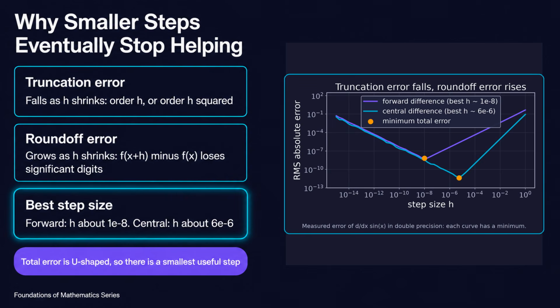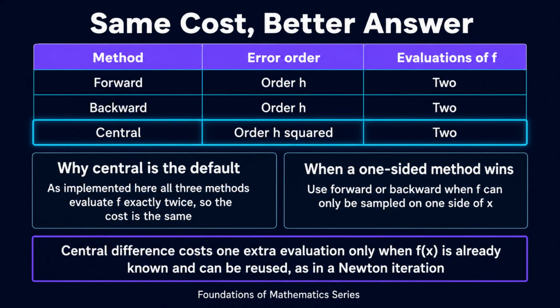Differentiating the sine function in double precision, the forward difference bottoms out near h equal to 10 to the minus 8, close to the square root of epsilon, at an error around 6 times 10 to the minus 9. The central difference bottoms out near h equal to 6 times 10 to the minus 6, close to the cube root of epsilon, at an error around 4 times 10 to the minus 12. Below those steps, smaller is strictly worse. Here is the point that decides which method you should actually reach for. You might expect the more accurate central formula to cost more, since it mentions 2 shifted points.